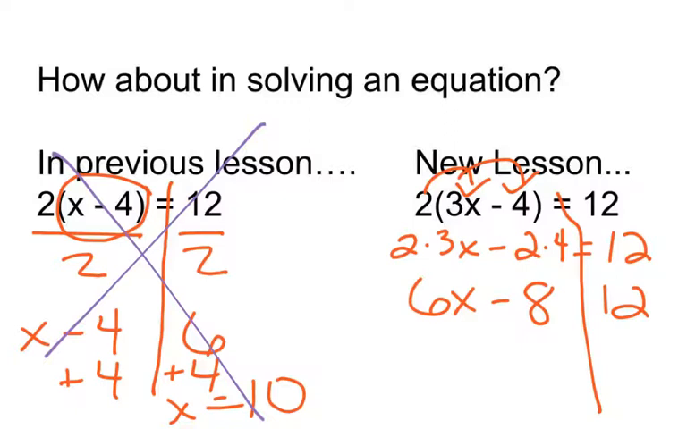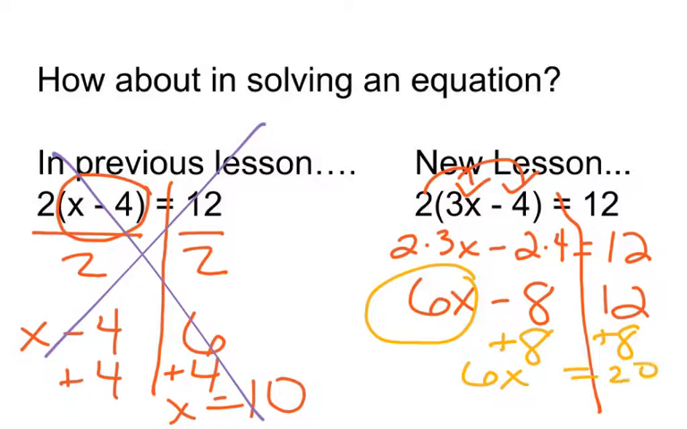From there, we're going to do what we've always done, and that is we're going to take the term with the x, isolate it by adding the 8, and then we're going to get x completely alone by dividing by 6. That's not changed. That's just like our two-step equation. So once we distribute the number in this lesson, then we're going to be able to use what we've learned in previous lessons to solve the equation.